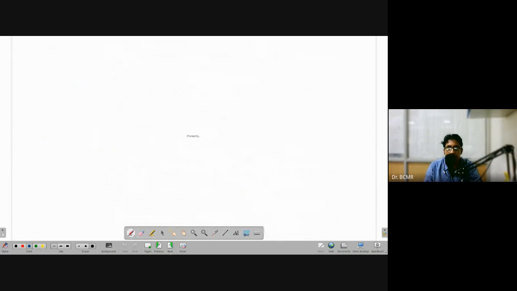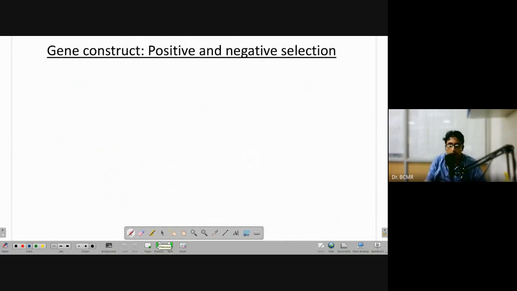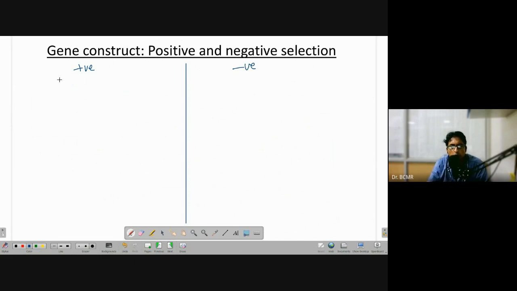Yes, this is where I want to discuss. So the first thing I want you to understand is what is meant by positive selection and what is meant by negative selection. We already must have discussed it, but it is worth repeating, and I will do that. Positive selection means presence of gene will allow growth. That means if the cell did not receive that particular gene, the cell would have died in the selective conditions.